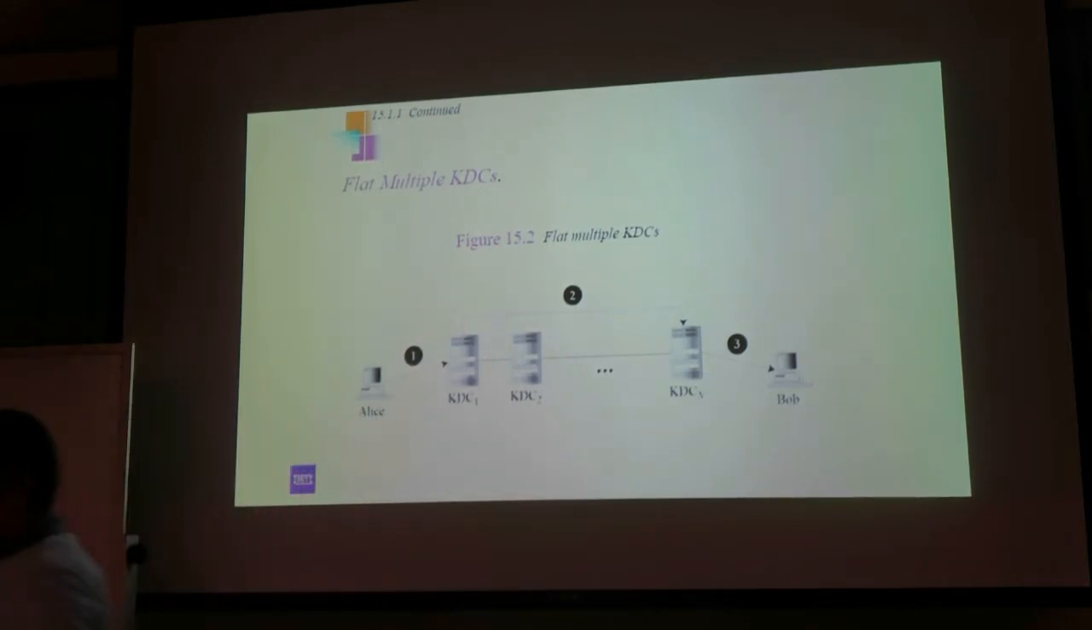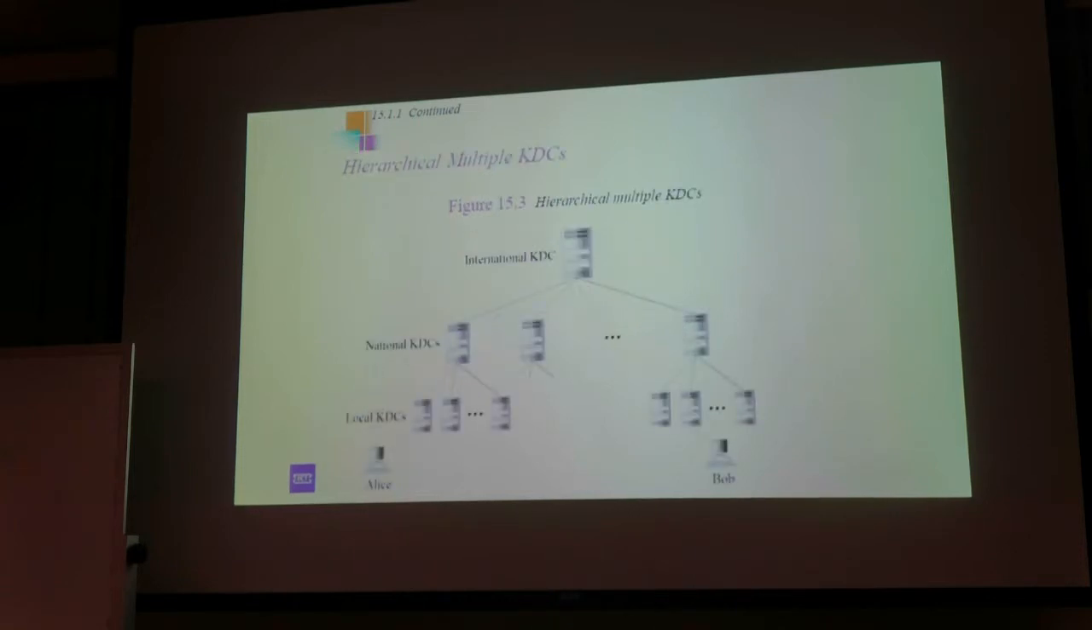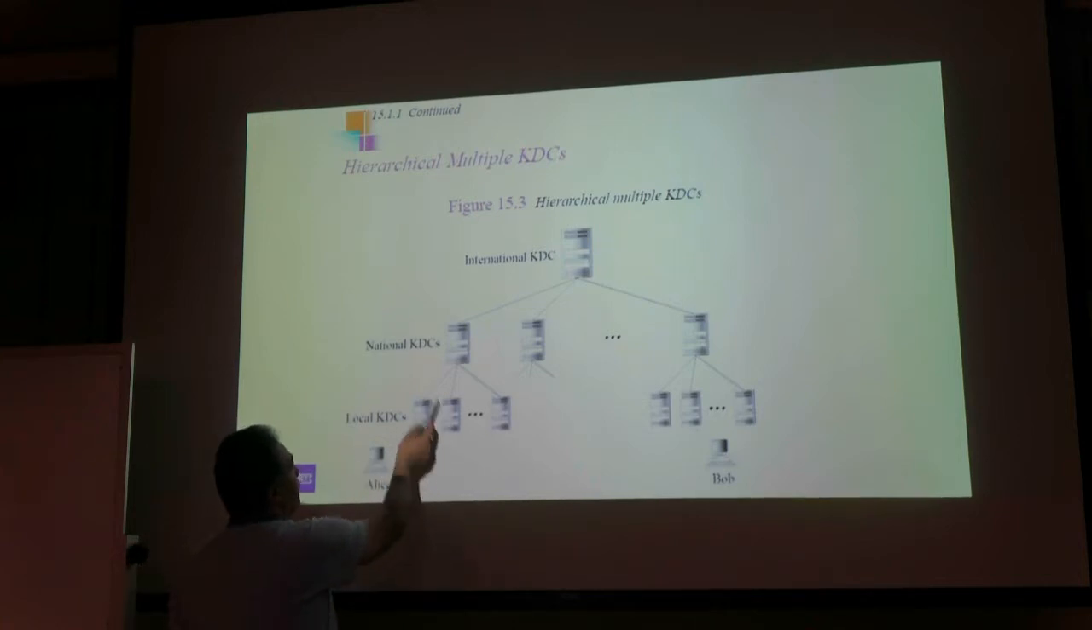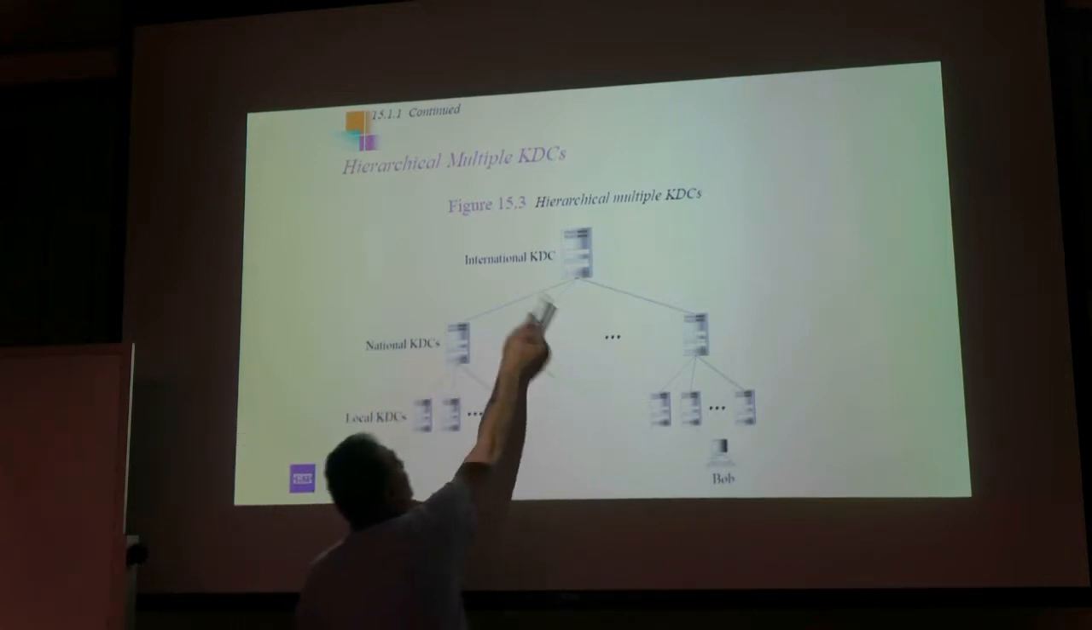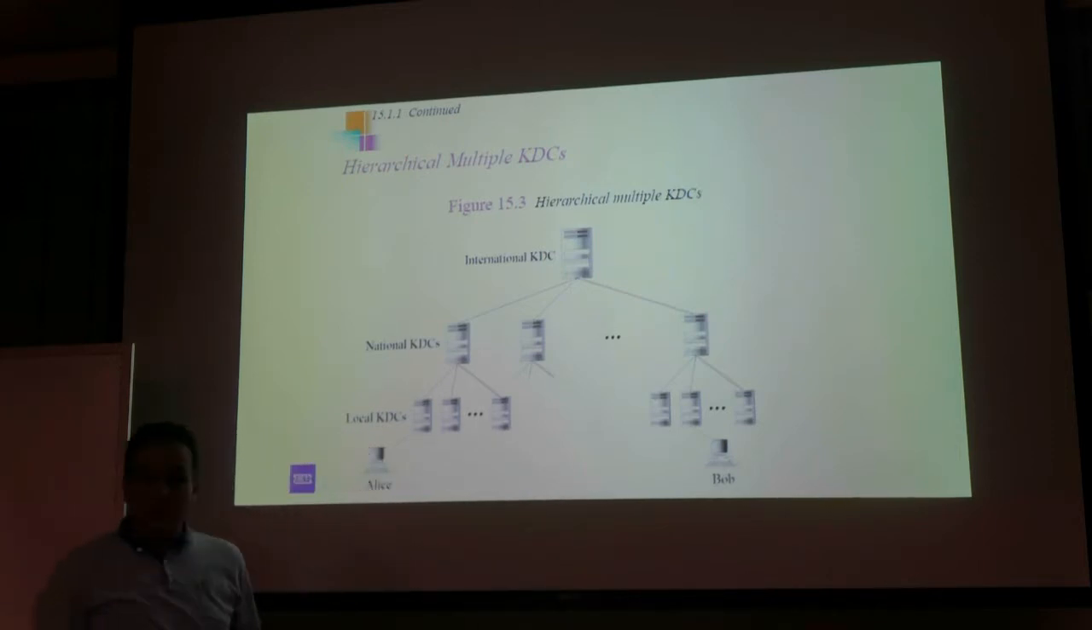Even here today we're not going into how it works internally. It's a very complex topic; we're just giving you the idea of how it is managed. You could have hierarchical multiple KDCs, as you see here. Usually, for example, local KDCs are connected to national KDCs, maybe connected to an international KDC.